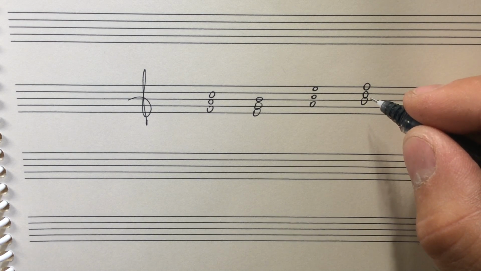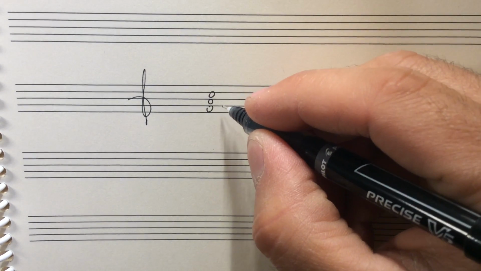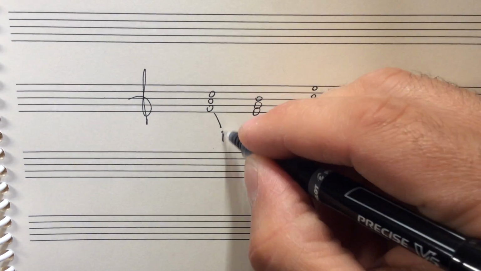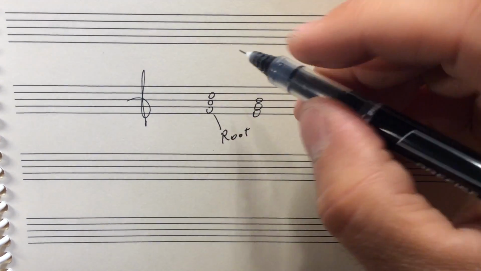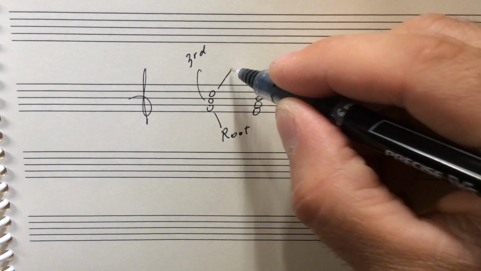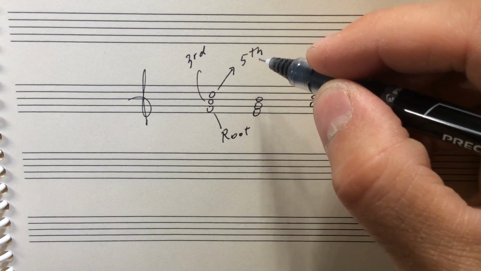Now, triads, as the name implies, have three notes to them. They have the bottom note, which is known as the root. They have the middle note, which is known as the third, and they have the top note, which is known as the fifth of the chord.